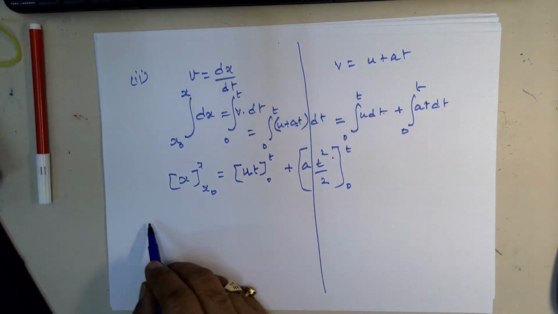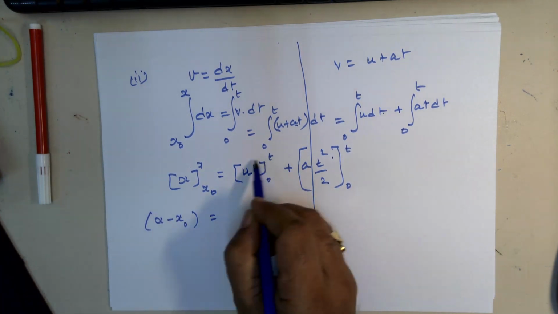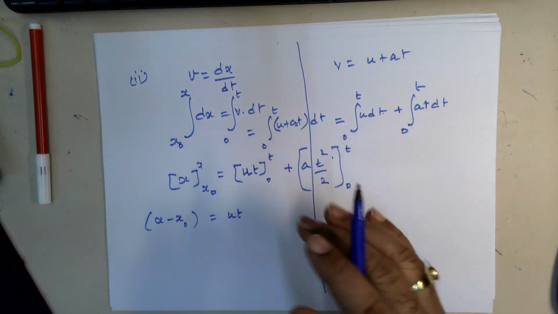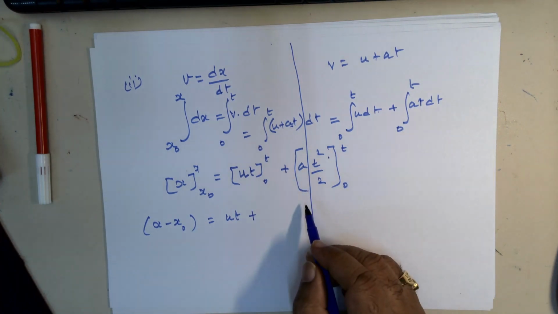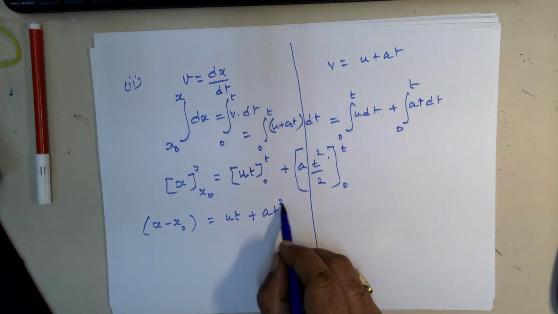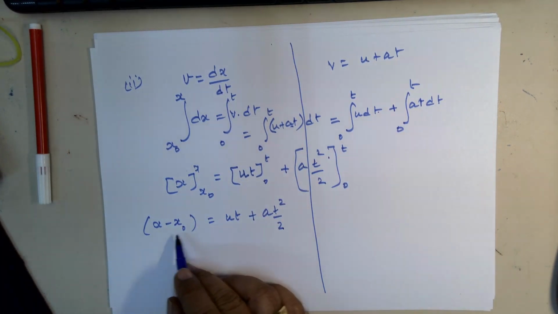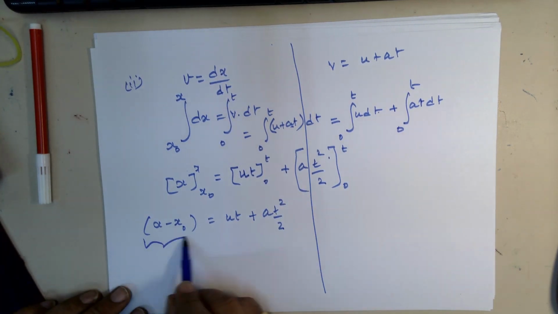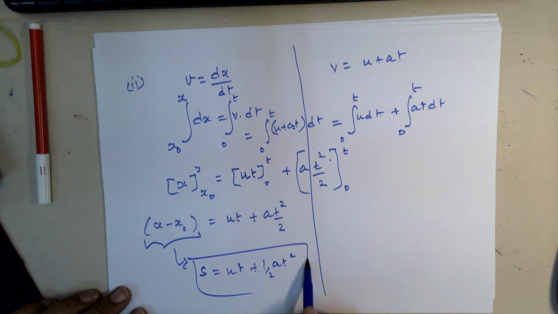Now let us substitute. So this becomes x minus x0, right? What about this? This is ut, because the lower limit 0 means the entire term is cancelled. Plus, similarly, when t is replaced, you can put simply at squared divided by 2. And when you put 0, everything becomes 0. So this is ut plus half at squared, and this is nothing but s, is it not? So s is equal to ut plus half at squared. This is formula number 2, right?